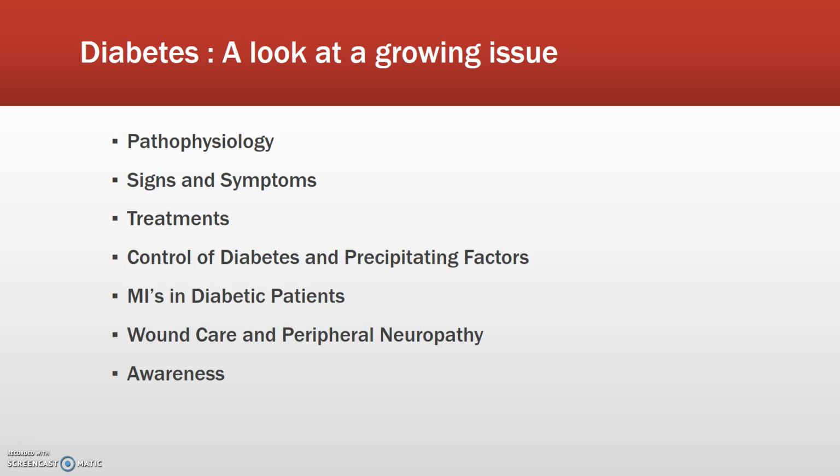In my slides in the future, as you'll see coming up, we'll talk about different things such as pathophysiology, signs and symptoms, the treatments for diabetes, control of diabetes and precipitating factors, things that people have acquired or may have acquired in their past or hereditary or diet, exercise, MIs in the diabetic patient, and how they can be tricky to diagnose based on neuropathy of the diabetic patient, and sometimes they're the silent killers.